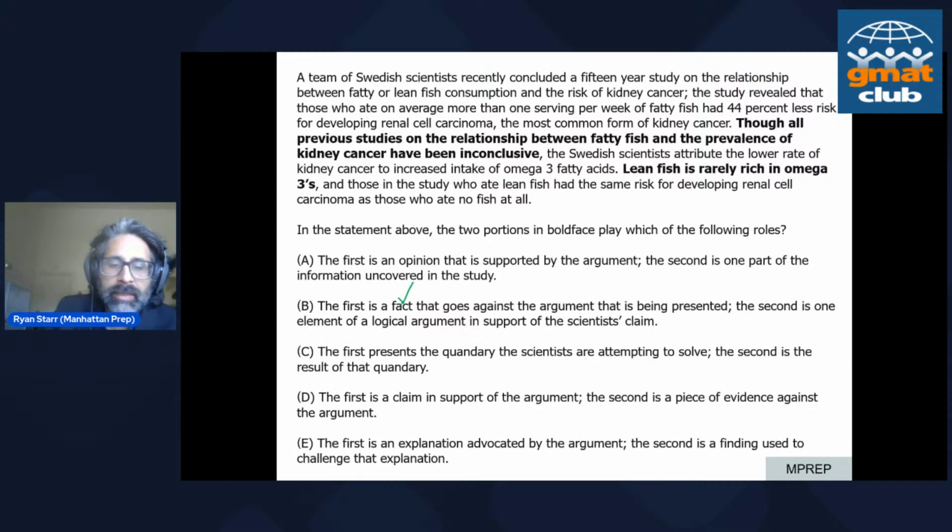The Swedish scientists basically reached the conclusion that the lower rate of kidney cancer is due to the increased intake of omega-3 fatty acids. But this particular boldface portion, the first one, says all previous studies on the relationship between fatty fish and the prevalence of kidney cancer have been inconclusive. So the Swedish scientists have reached a conclusion about a connection between kidney cancer and the consumption of fatty fish. That's also clear from the previous statement there, right?